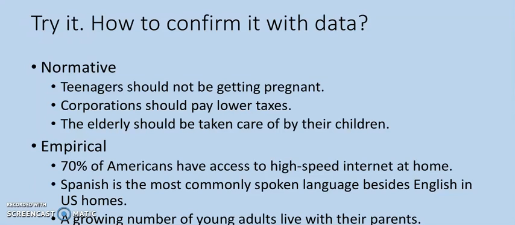So that's one example. For empirical, let's say the last one, the statement, a growing number of young adults live with their parents. Again, you can imagine there's some data out there that looks at that, comparing 1985 to 2015. And to turn that into a normative statement, we could say something like, young people shouldn't live with their parents. They should be able to take care of themselves, for example.